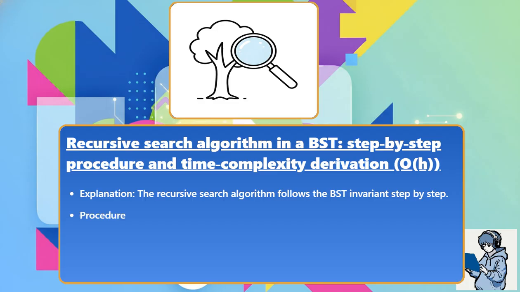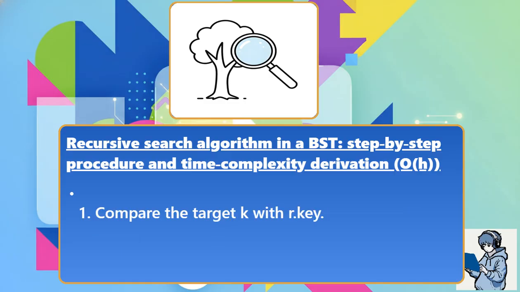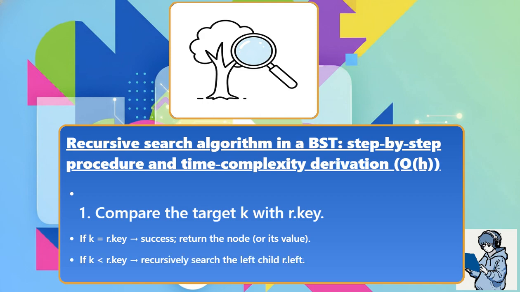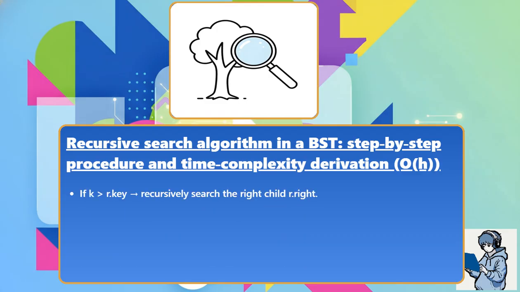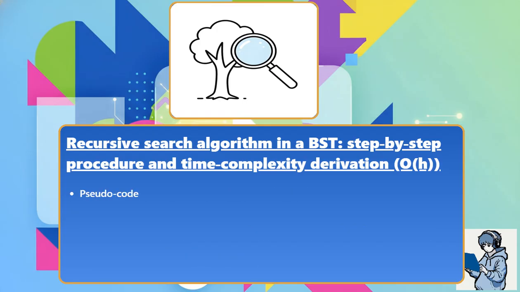Explanation: the recursive search algorithm follows the BST invariant step by step. A procedure. 1. Start at the root node R. 2. If R is null, the key is not present, return not found. 3. Compare the target k with R.key. If k equals R.key, success, return the node or its value. If k is less than R.key, recursively search the left child R.left. If k is greater than R.key, recursively search the right child R.right. 4. The recursion ends when a leaf's child is null or when the key is found.